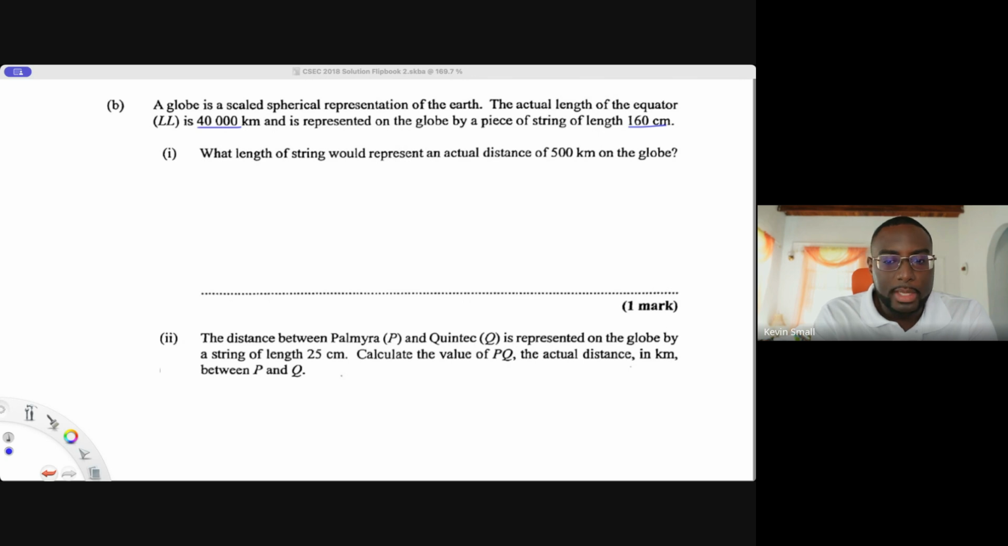I'm going to see if anyone has this answer or can work it out. I'll check the chat in a couple of minutes and see if you can figure out the answer. The relationship is 40,000 kilometers represents 160 centimeters. It is in your best interest to find out what 1 kilometer should represent as a piece of string and then multiply that by 500. All right, so I'll see you in a few minutes. See if anyone has this answer. I'll pop back in and we'll go from there.